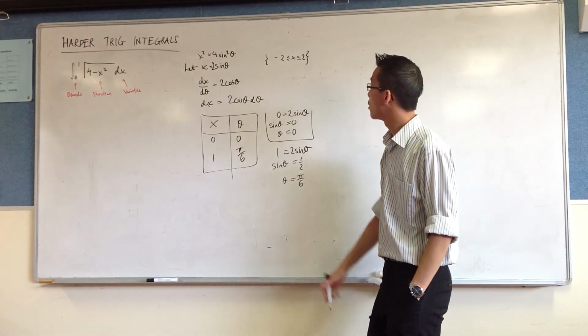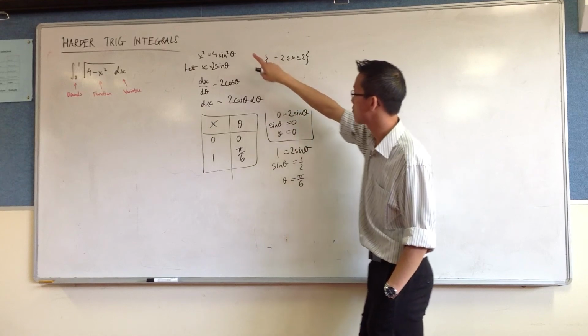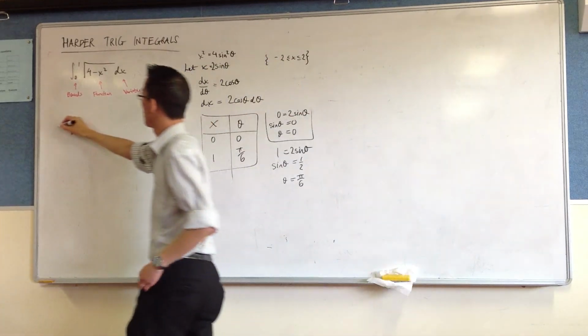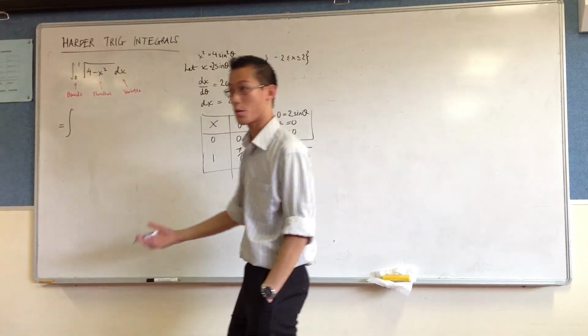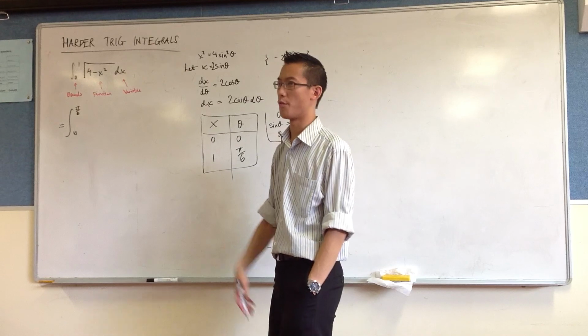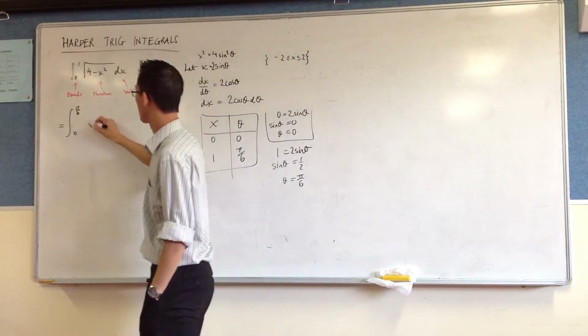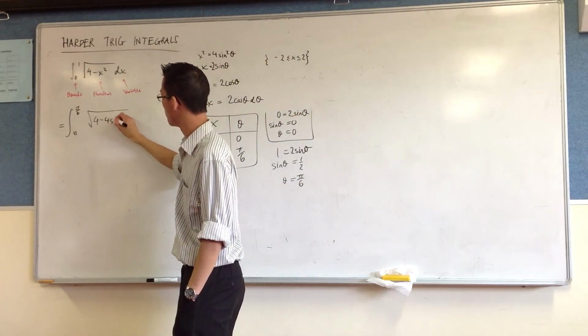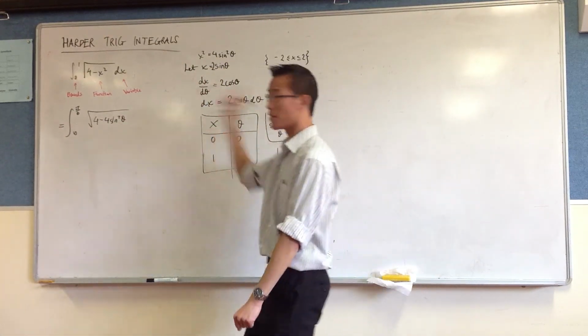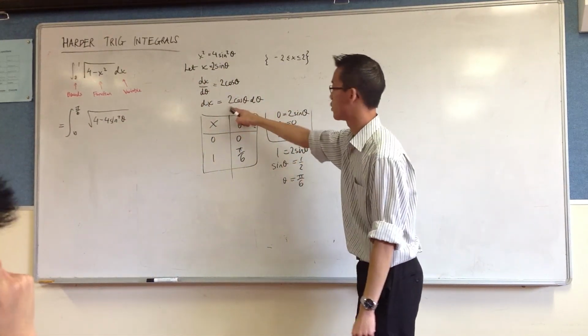Okay. So function, variable, boundaries. Let's go. All right. Instead of 0 to 1, it'll be 0 to pi on 6. Instead of the square root of 4 minus x squared, it'll be the square root of 4 minus 4 sine squared theta. Okay, so far so good. Instead of dx, I'll have 2 cos theta d theta.